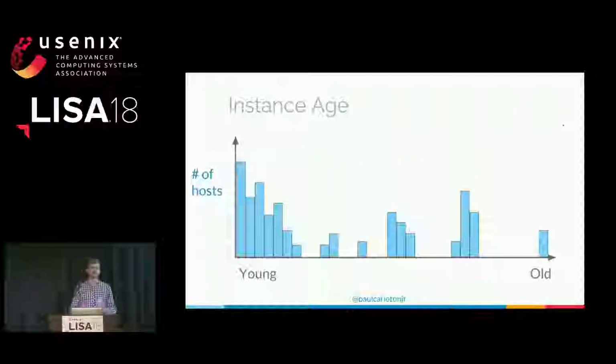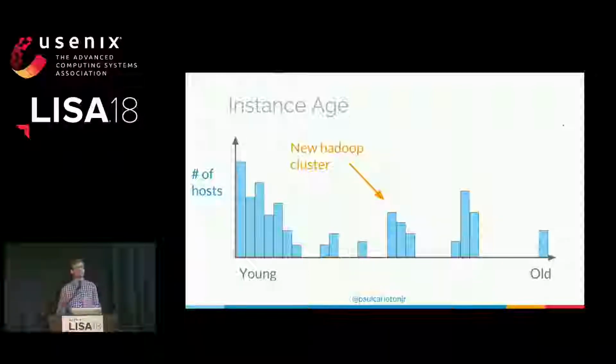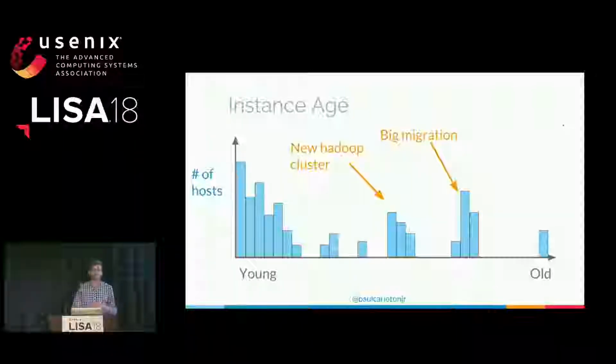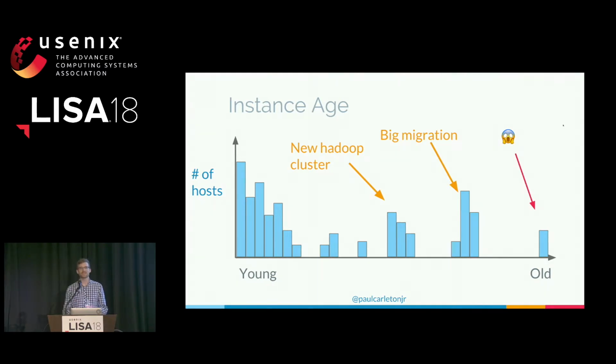So here's an artistic rendering of what our instance age histogram looked like at the beginning of this project. We can see some landmarks along the way. We had launched a Hadoop cluster at some point in the past, and those instances hadn't really been touched in a while. There was some large migration where we moved everything, and then that was the last time we moved some particular hosts. And then we had that sort of dark corner of the infrastructure that nobody really wants to touch. It gets a little scary over there.